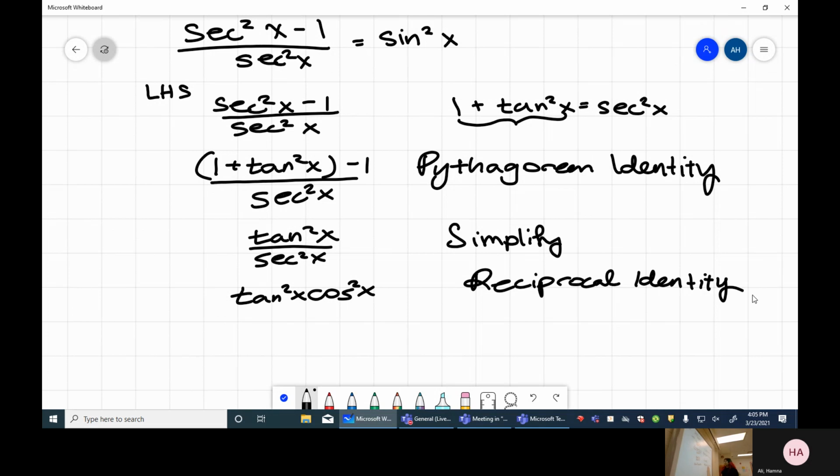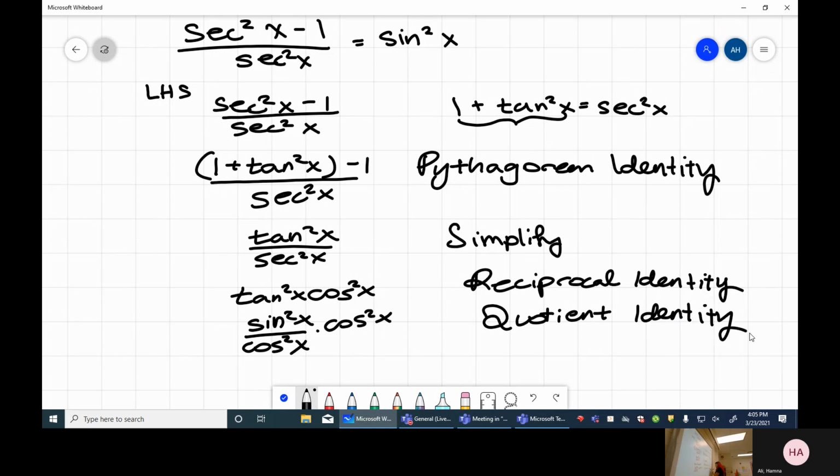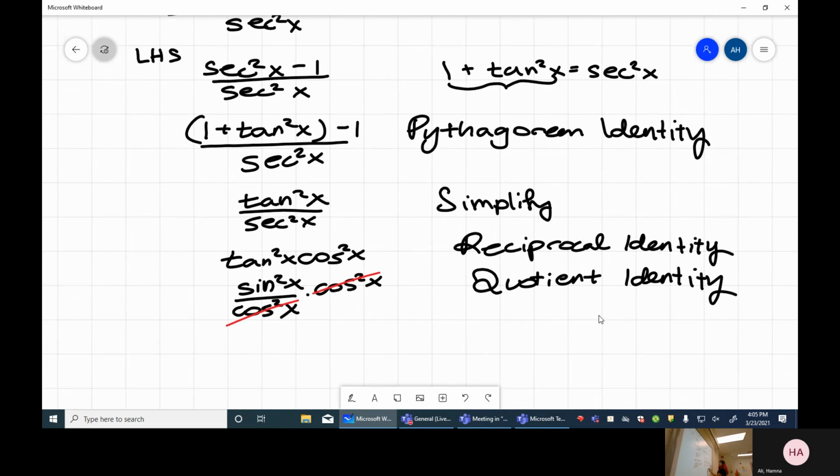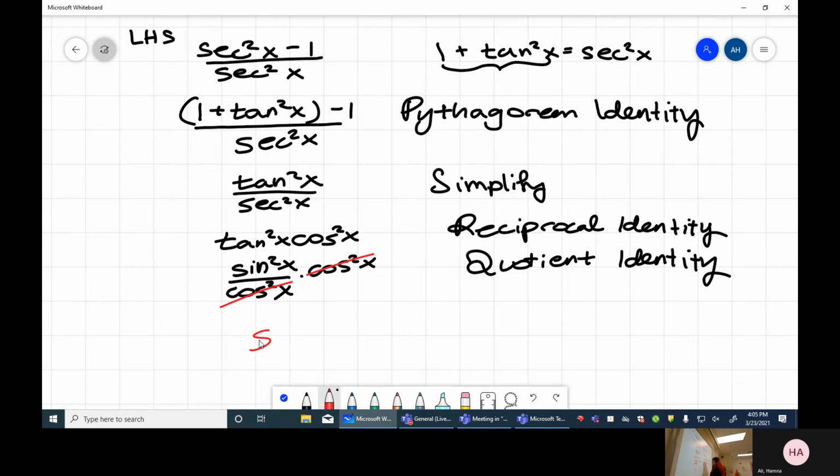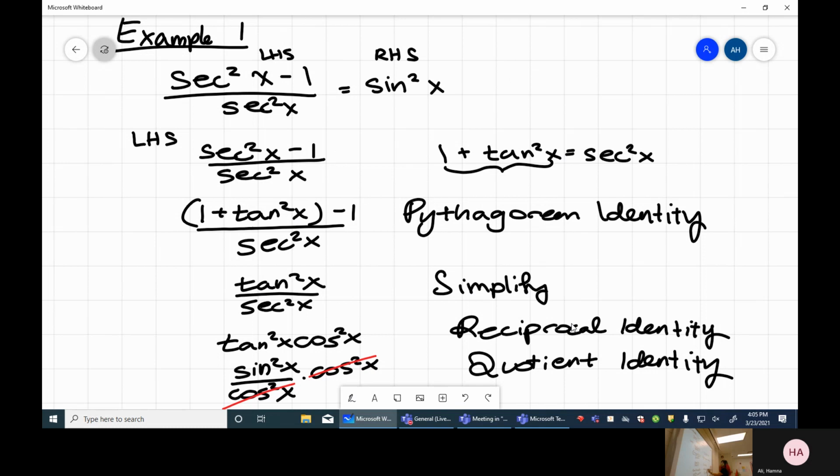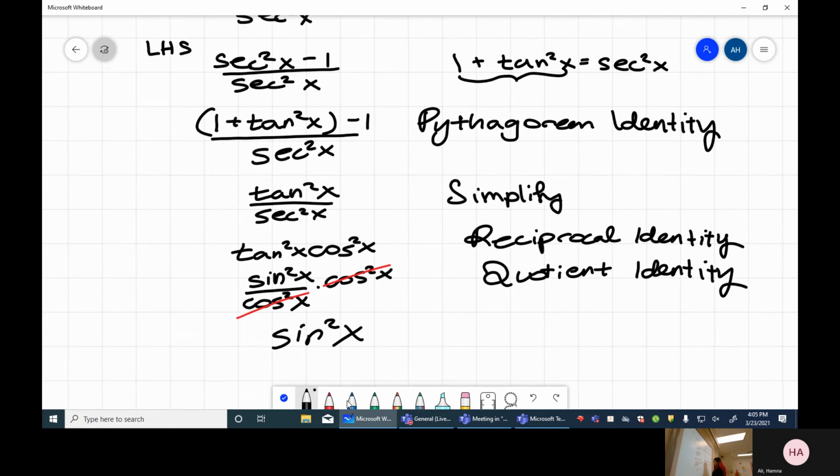And then from here, I'm going to use my quotient identity. So I remember that tangent squared of x has to be the same as sine squared of x over cosine squared of x, all times cosine squared of x. And now we can cancel these two cosine squareds out, and we'll get that our final answer is equal to sine squared of x. And that is the answer we wanted. We wanted to verify that that original function equaled the right-hand side, which was sine squared of x.